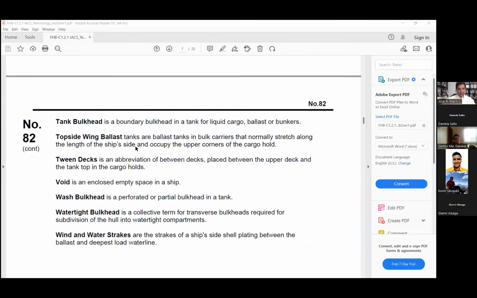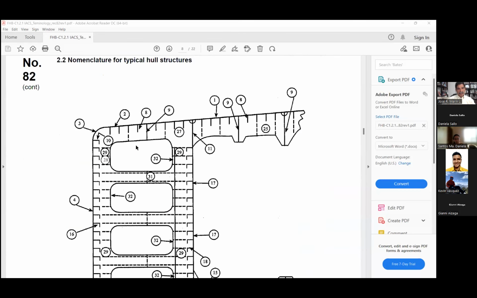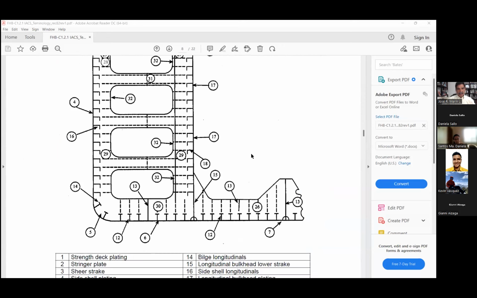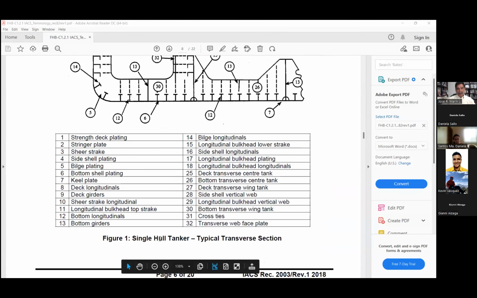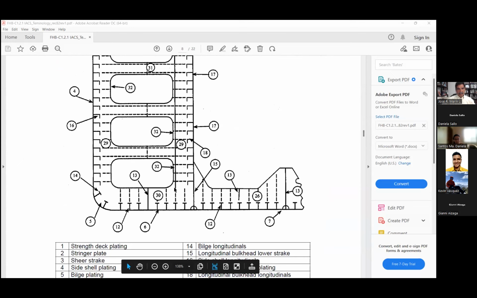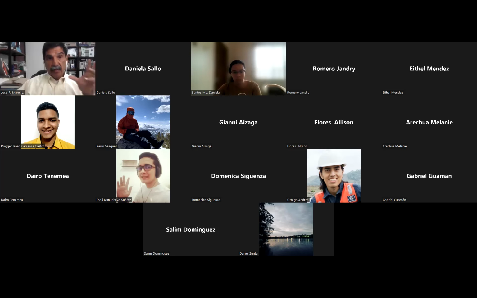To do basically is give you, for example, one of these figures, and you will have to know what each one of these elements is. In this case, for example, this is for a single hull. I will explain in a few minutes what we mean by single hull. You have all the terminology here, so you will be responsible for reviewing that. Not now. I will give you a homework on that. Okay, that's that.